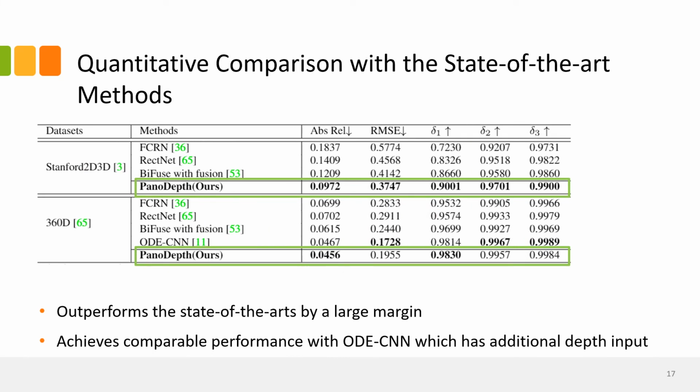Here, we show some quantitative comparison results. Our method outperforms the state-of-the-art by a large margin. For example, PanoDepth achieves at least a 19.6% error reduction in terms of absolute relative error on the Stanford 2D/3D dataset, and 25.8% error reduction on the 360D dataset.